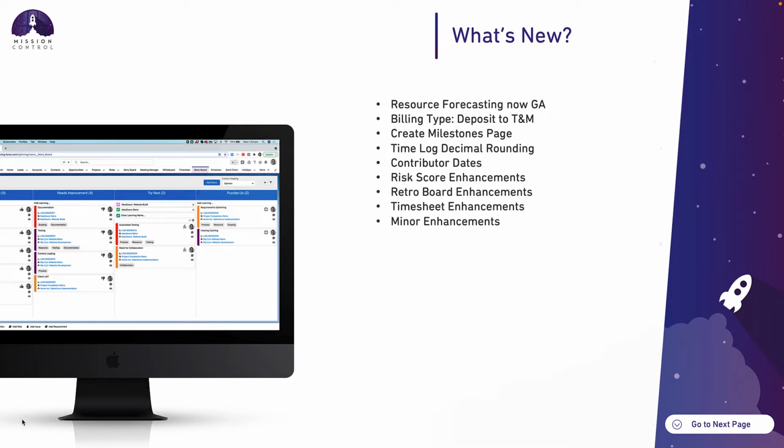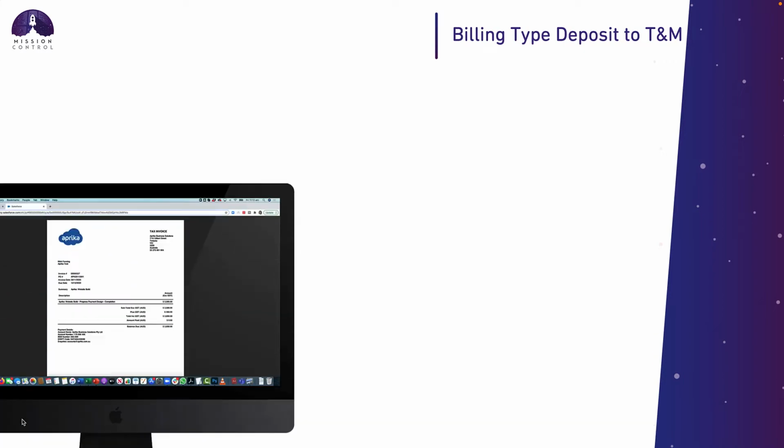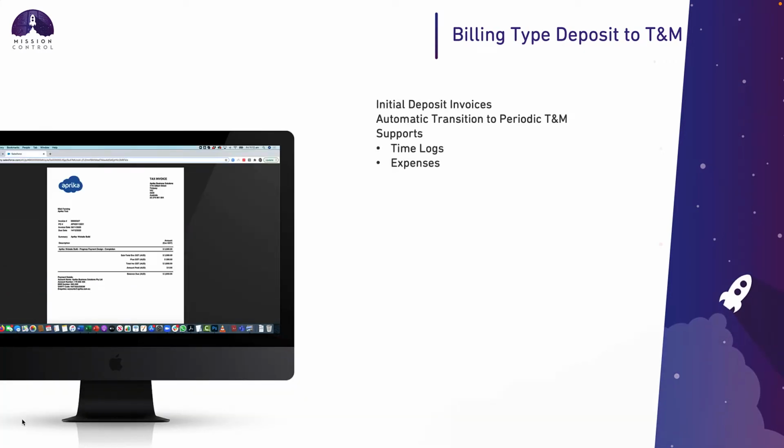So diving into a bit more detail, let's take a look at the billing type. This scenario allows you to raise an initial deposit invoice, and then when you're logging time and expenses against that project, if the initial deposit has room left in the amount remaining, the time log and expense will automatically be added to the initial deposit, and then eventually when that deposit invoice all gets used up, you'll automatically transition to periodic time and materials.